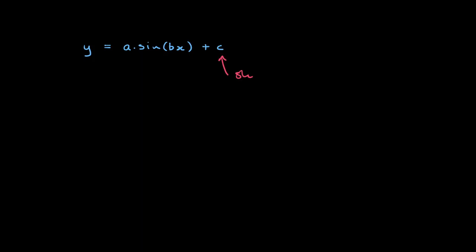C is the shift in the y direction. And I think it's better to think of that as the horizontal center line, right? So it's the line that the rest of the graph kind of oscillates around. Next, let's have a look at b.